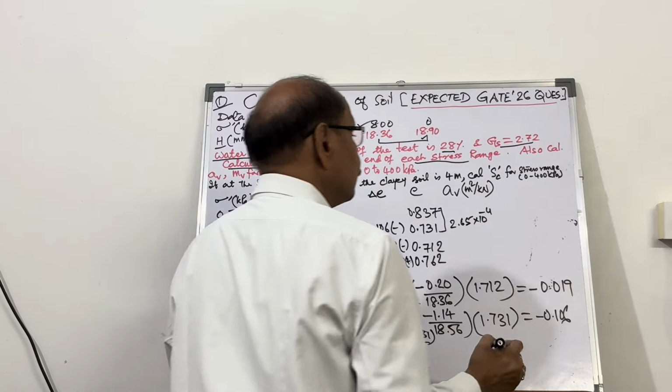Similarly, you can find out the value of MV. MV equal to AV divided by 1 plus E naught. So this also you can find out. This becomes 1.1837. E naught is already known to you at 0, and therefore it gives you divided by, so it gives you 1.44 into 10 raised to minus 4.